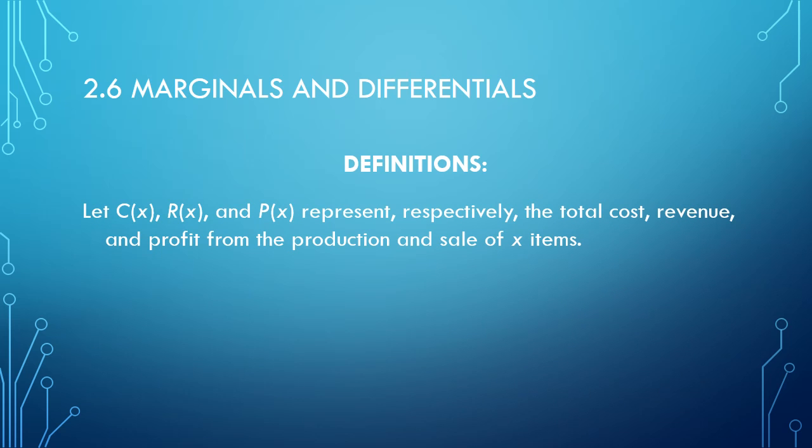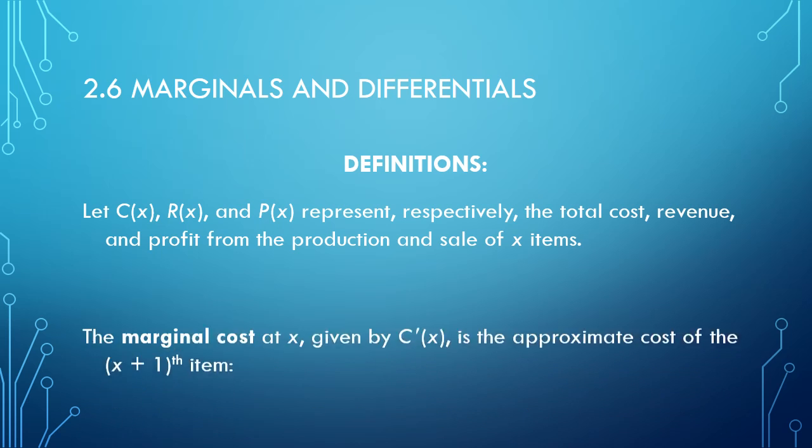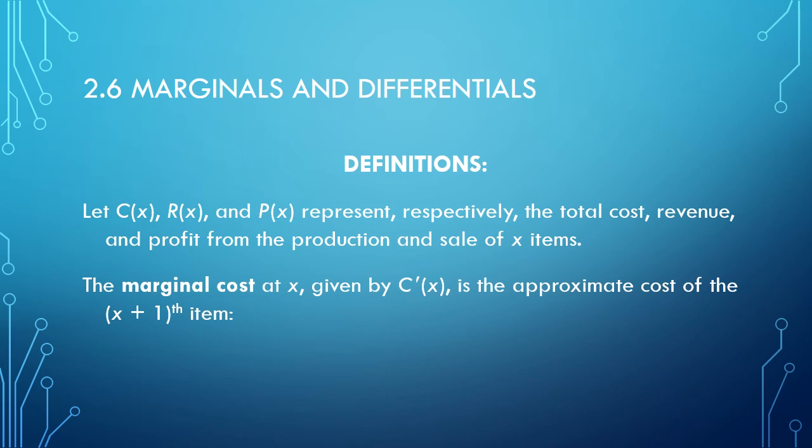C of x, R of x, and P of x represent the total cost, that's C of x, the total revenue, R of x, and the profit, P of x, from the production and sale of x number of items. The marginal cost, which is given by the derivative of C of x, is the approximate cost of the x plus 1th item. In other words, the marginal cost is how much it costs to produce one more item.